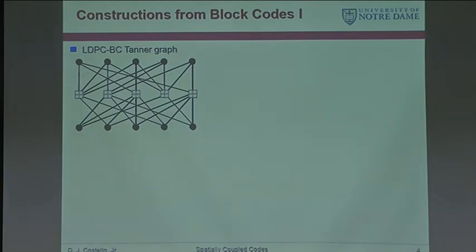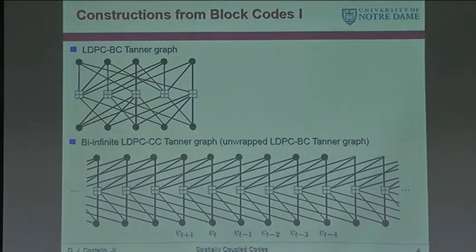perspective. This is an LDPC block code Tanner graph. I think this is the same one again. We've got 10 variable nodes and 5 check nodes. Okay. And if we go through the unwrapping process, we get a bi-infinite graph.